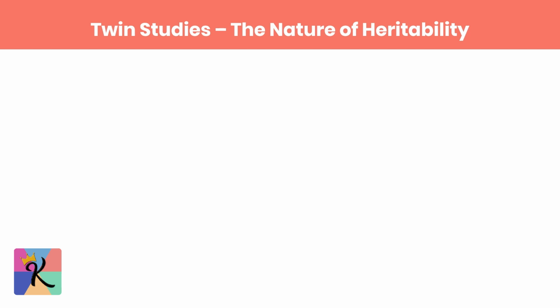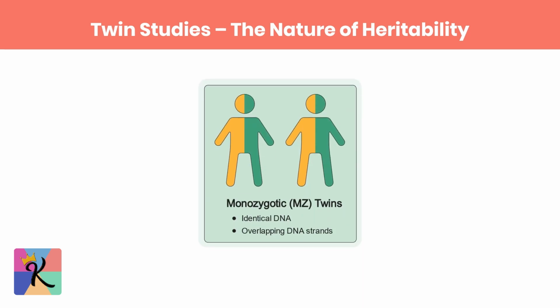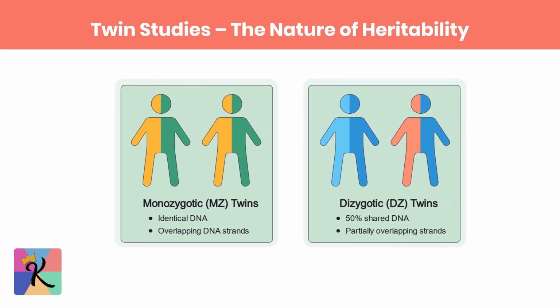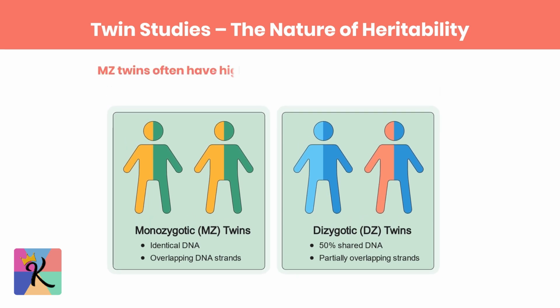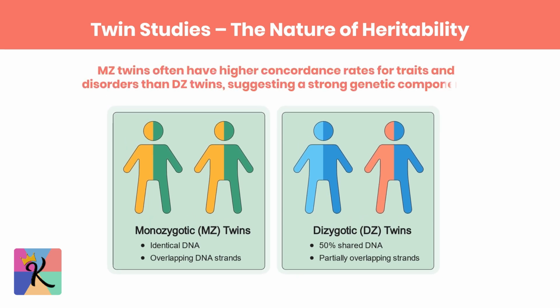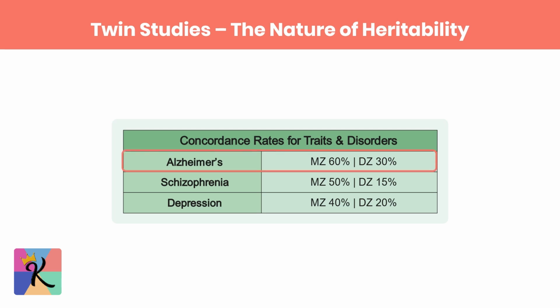Twin studies are foundational in behavioral genetics. They compare monozygotic twins, MZ, who share nearly identical genotypes, with dizygotic twins, DZ, who share about 50% of their DNA. For instance, MZ twins often have higher concordance rates for traits and disorders than DZ twins, suggesting a strong genetic component. Let's take Alzheimer's disease as an example.